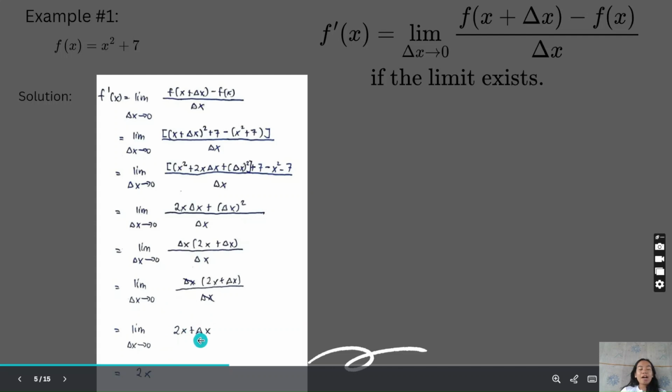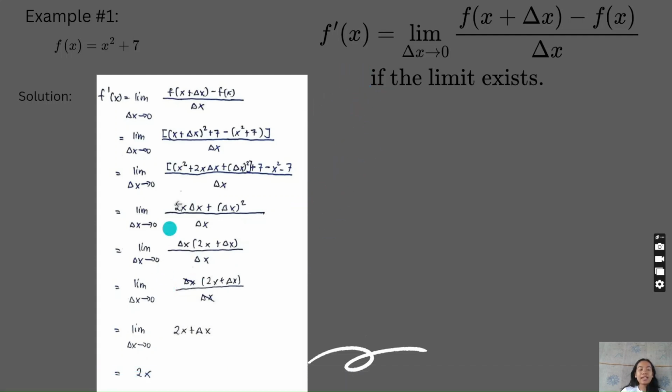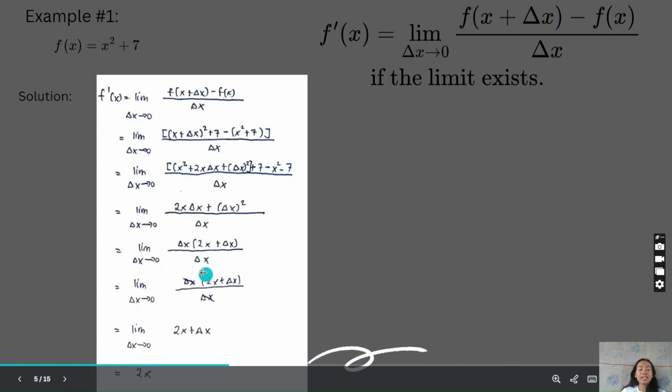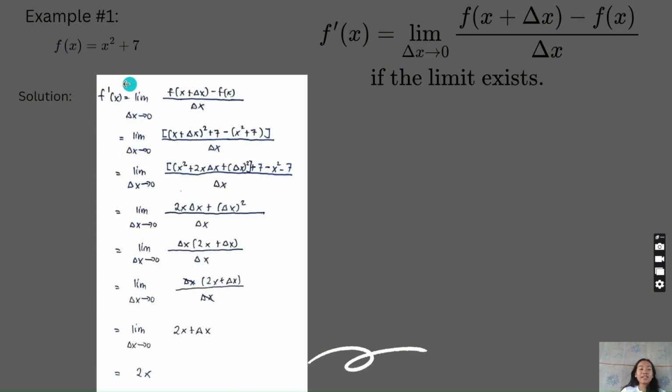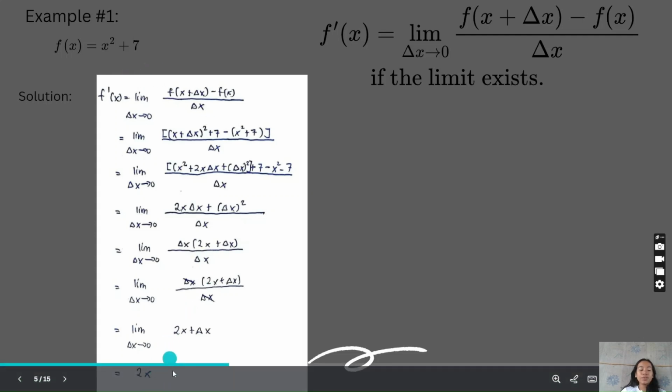So the derivative of x squared plus 7 is 2x using our formula number 1. This is the whole process of getting the derivative of this expression, x squared plus 7, and that is equal to 2x.